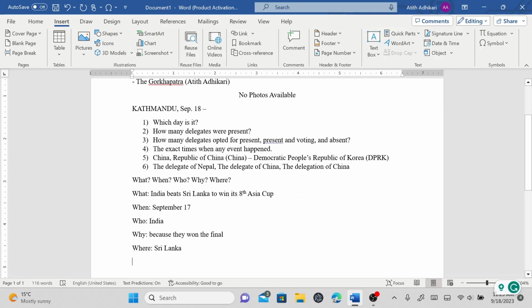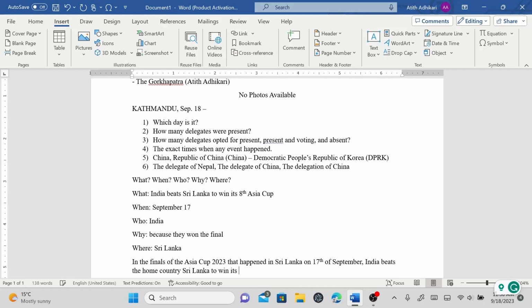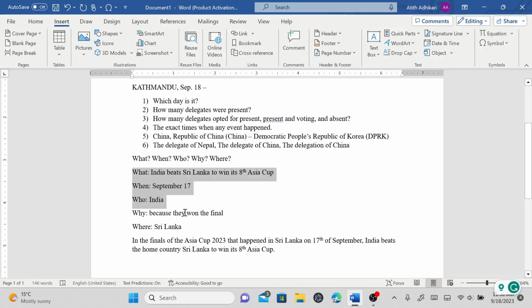So now, by incorporating all of these 5 WH questions, we're expected to write a paragraph. The paragraph could be: in the finals of the Asia Cup 2023 that happened in Sri Lanka on 17th of September 2023, or you can just omit the 2023, India beats the home country Sri Lanka to win its 8th Asia Cup. Now see, we have included all of these 5 things in this single paragraph. This is how you're expected to start your news article.